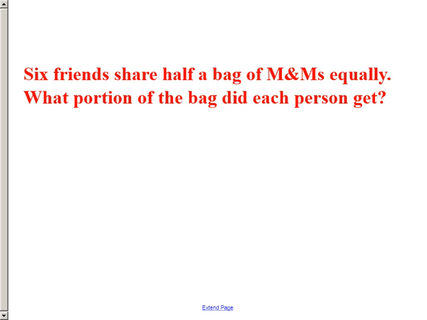Let's look at another example. So 6 friends share half a bag of M&Ms equally. What portion of the bag did each person get?